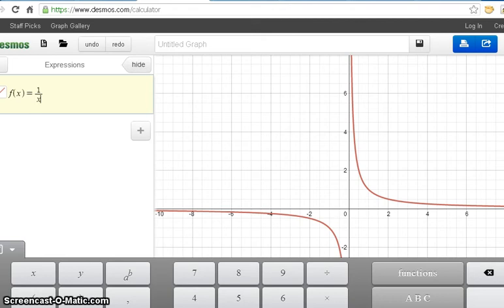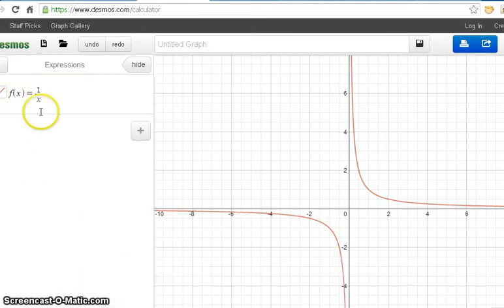Hello class, this is Ms. Riggins, and today we're going to be introducing a new unit, and it's talking about the type of functions that we really don't have a lot of experience with, and those functions are called rational functions. And a rational function looks something like this.